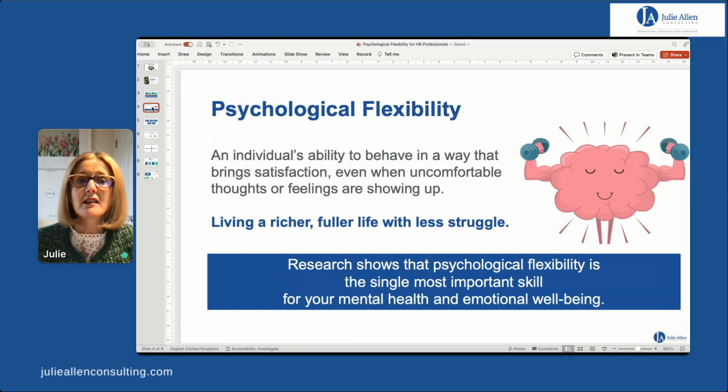Psychological flexibility does help an individual to live a richer, fulfilling, and satisfied life with fewer struggles. And also what we do know is recent research has shown that psychological flexibility is the single most important skill for your mental health and emotional well-being.